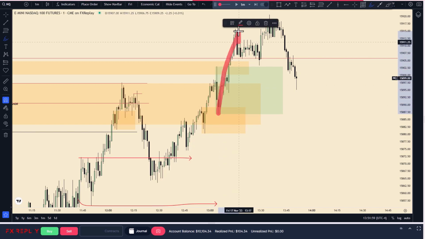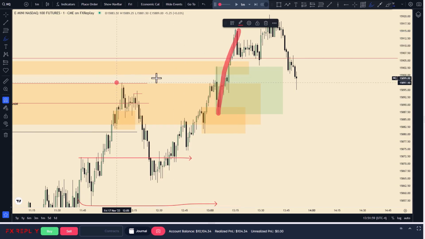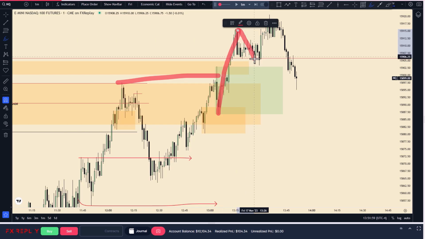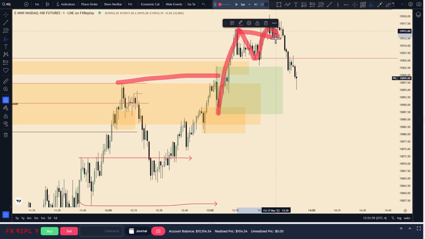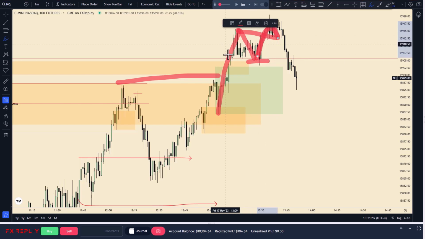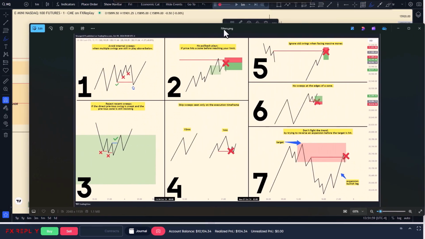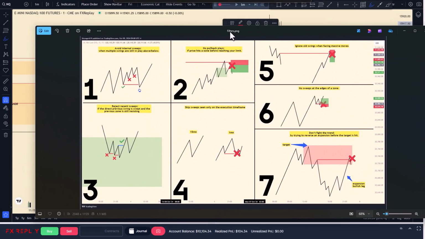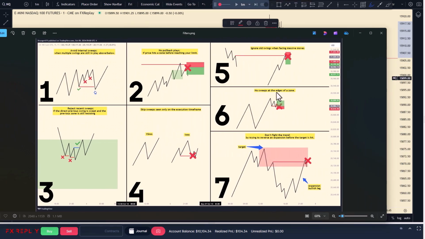We have an expansion, right? We have a push to the upside, taking this high, and then this is what? Pullback, and this is a zone, right? But still, this is the top of the range. So from the filters, it's going to be this one right here: no sweeps or no trades at the edges of a zone, which is this one right here.